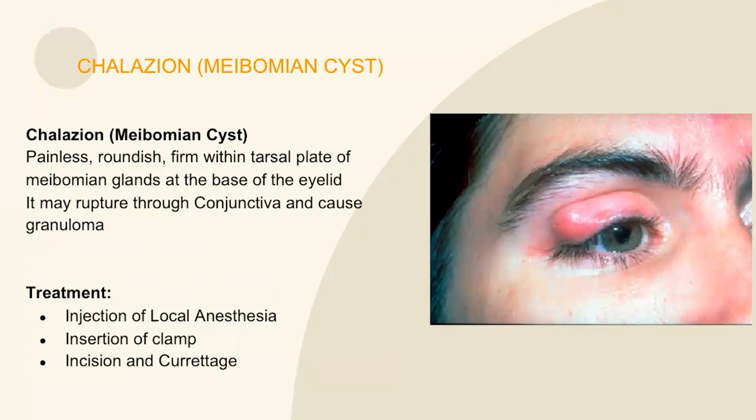It is a painless, roundish, firm lump within the tarsal plate of the meibomian glands at the base of the eyelid. It may rupture to the conjunctiva and cause granuloma. The treatment is injection of local anesthesia, insertion of a clamp, incision, and curettage.